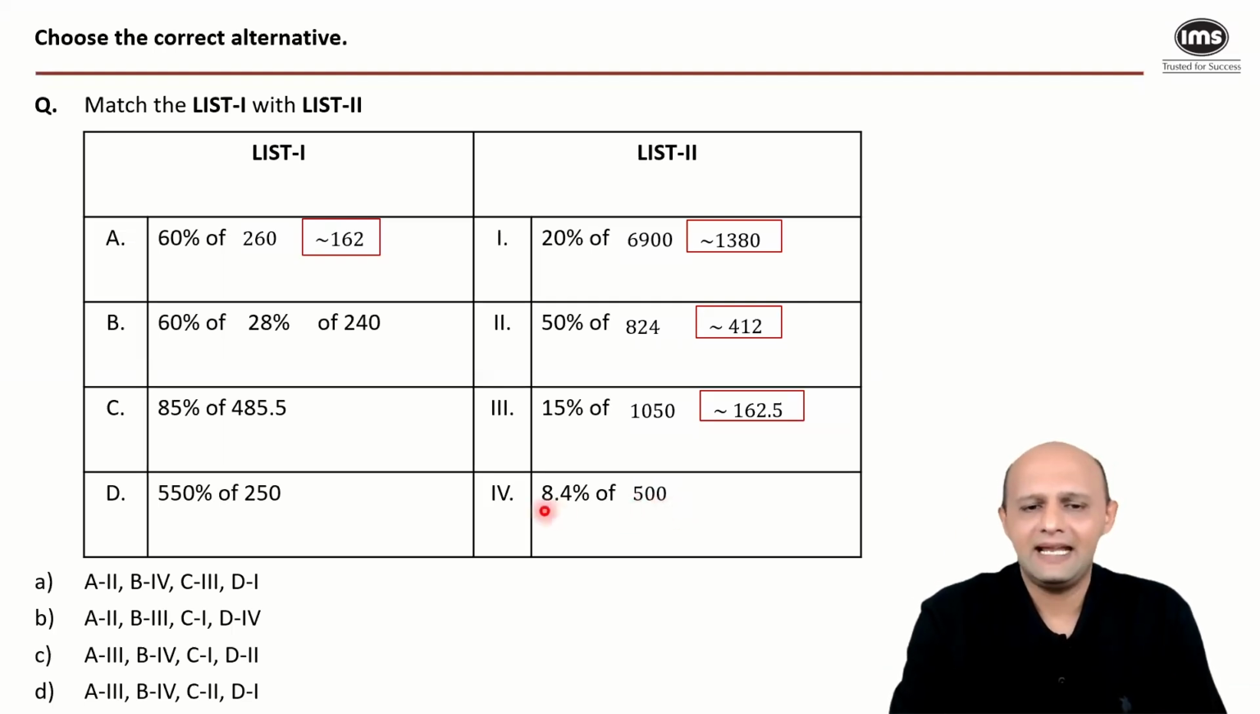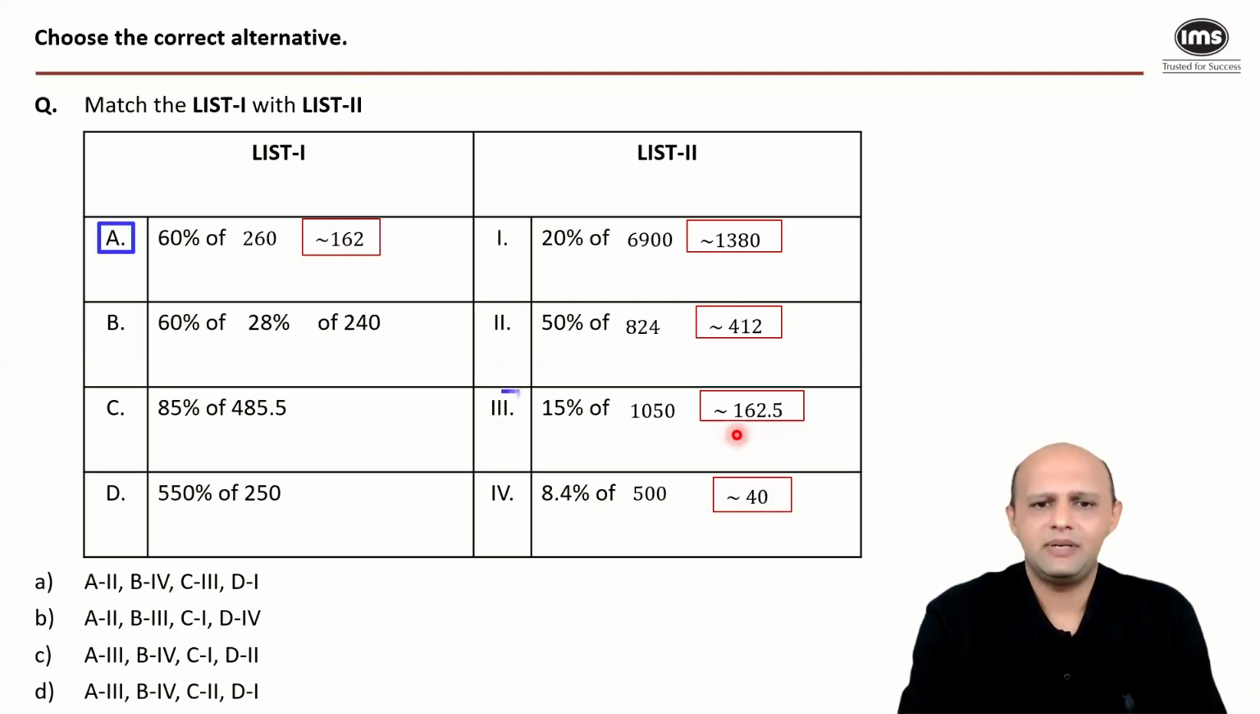So 8.4% of 500: 8% is 40, right? What is 0.4%? 0.4% is 2. So it's effectively 42, or roughly 40 is what we would keep it at for now. Now, therefore 162 would map with the third one, right? This A maps with 3, correct? So can the answer be option 1? No. Can it be option 2? No. So these two options have been ruled out. Now you're left with option 3 and 4.